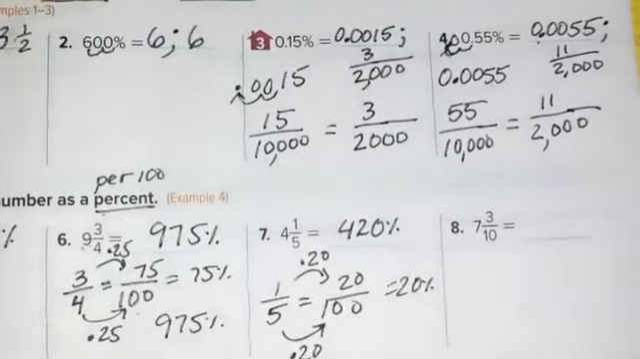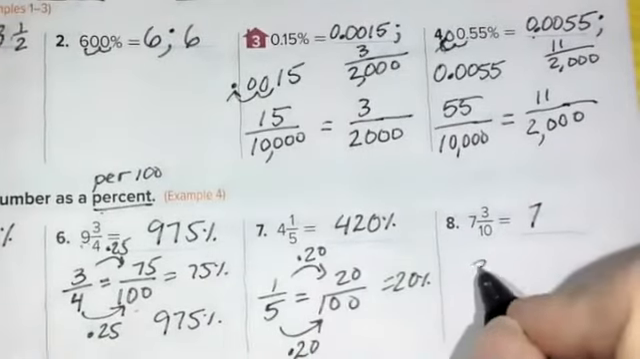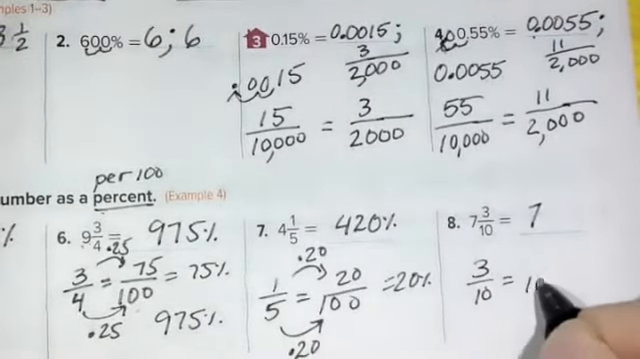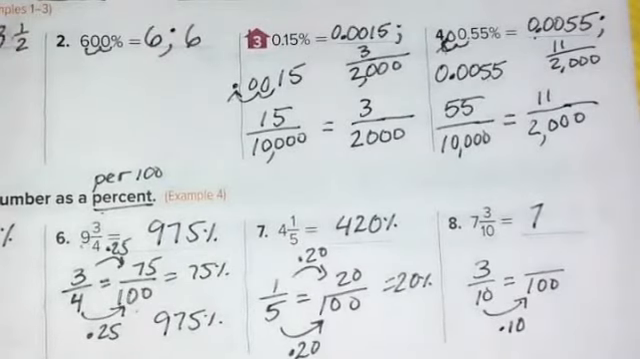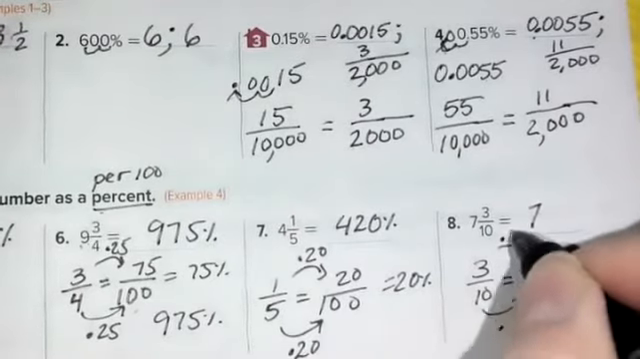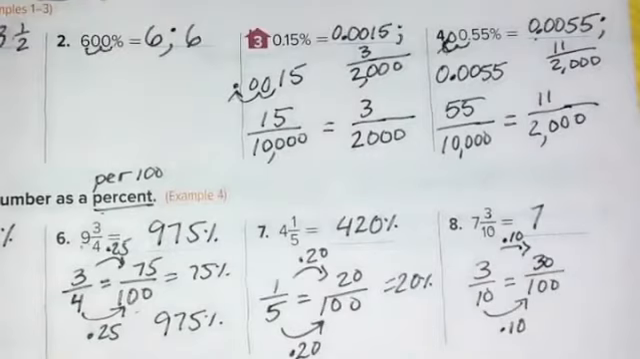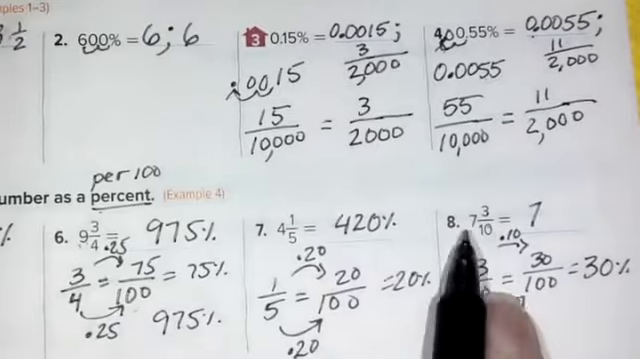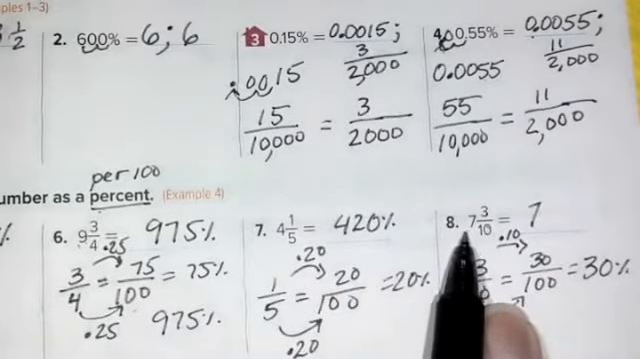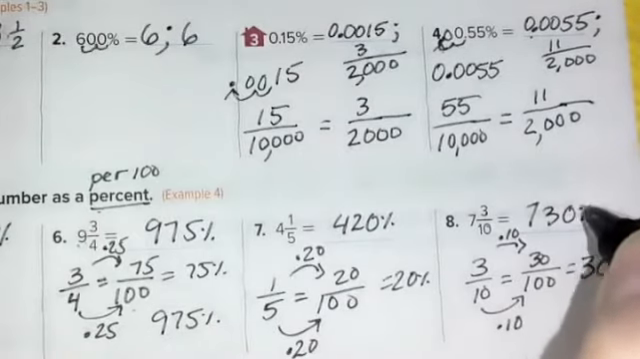Okay, so we know the 7 is going to be 700%, so we'll put the 7 there. We know that 3/10 can be scaled up to 100 by multiplying by 10. So whatever I do to my denominator, I also do to my numerator, times 10, and I get 30. So 3/10 is the same as 30 hundredths. 30 hundredths is the same as 30%. So we have 700% here for the 7 wholes, and then 3/10 is 30%, so 730%.